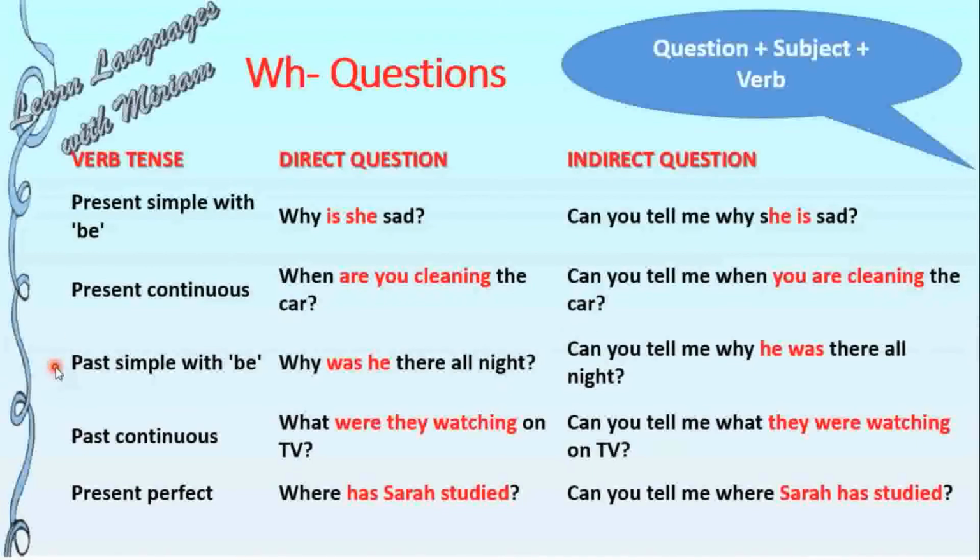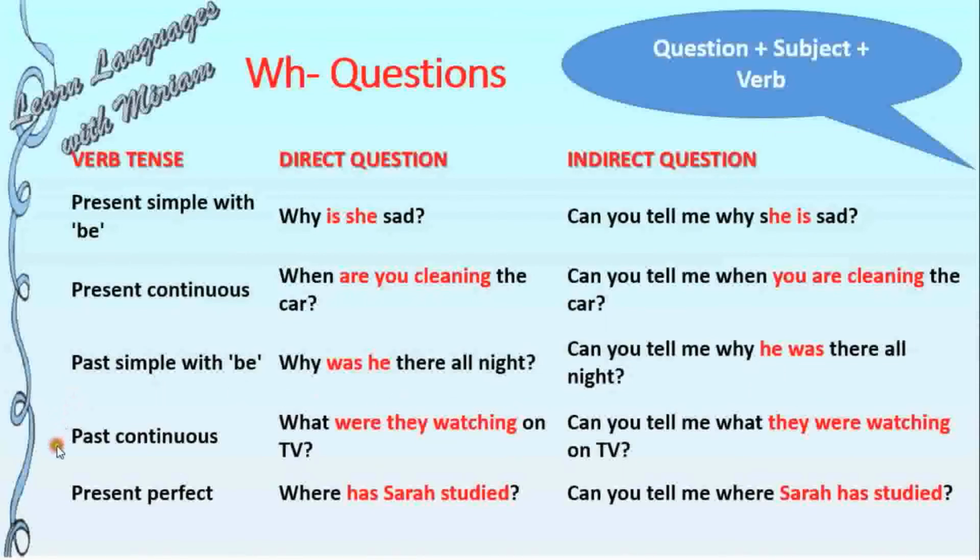Past simple with be. Why was he there all night? Indirect, can you tell me why he was there all night? Look at the inversion. Here you have the verb and then the subject. In the indirect is the contrary. First the subject and then the verb.